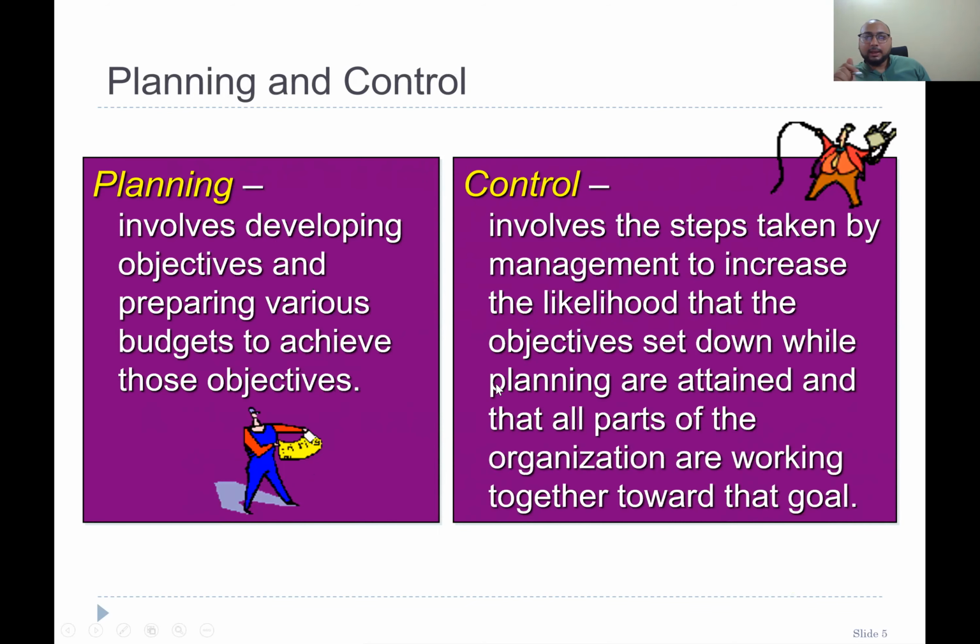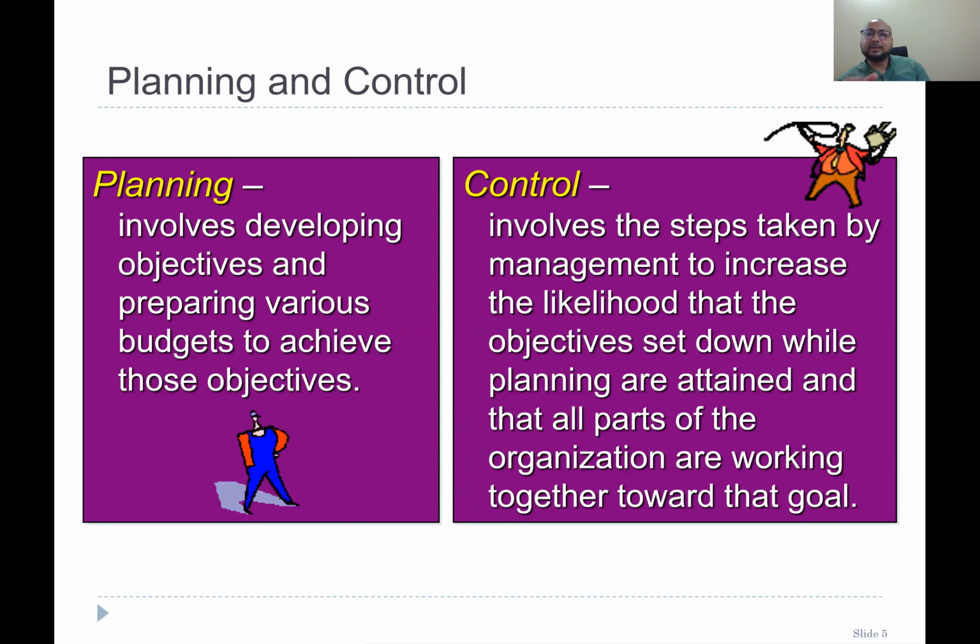Planning and controlling in the budgeting part. When we use a budget for planning purposes, planning involves developing objectives and preparing various budgets to achieve those objectives. So there are two purposes of budgets. Number one is planning. Number two is control.